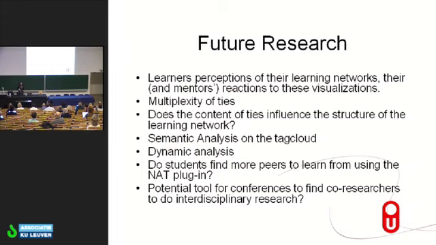What I'm also interested in, as a researcher, is whether the content of the ties influences the structure. I would really like to look into that. What would be a really added value is a semantic analysis on the tag cloud, so that we could see the relationships not only between the people but also between the words. We want to do dynamic analysis to see the process over time, some kind of visualization so you can see how the network is evolving over time.